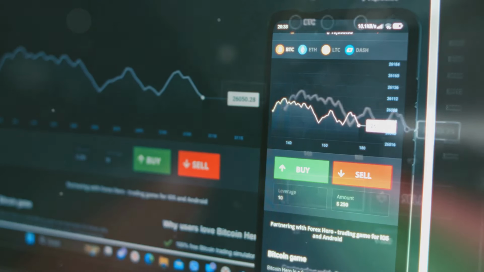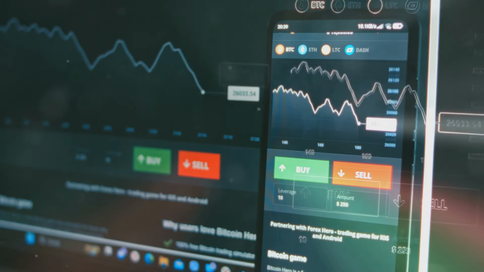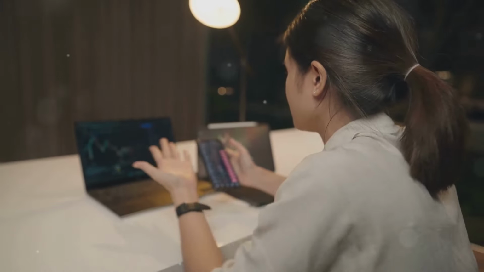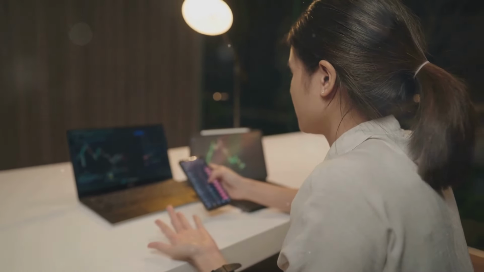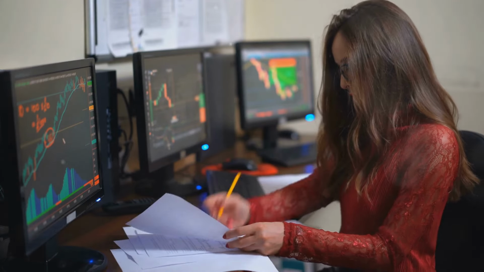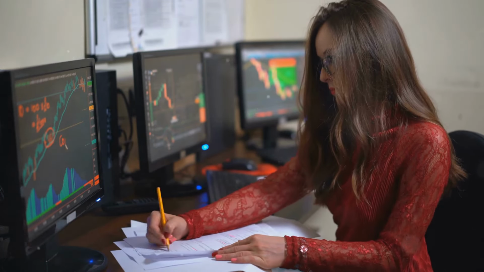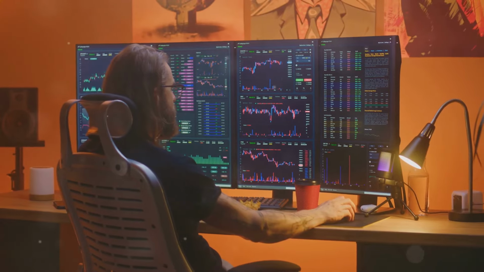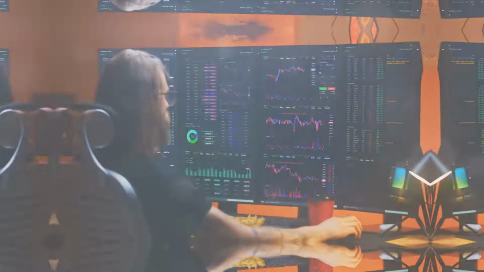While leverage amplifies potential gains, it also magnifies potential losses. A small market move against your position can lead to significant losses, even exceeding your initial investment. Leverage is a powerful tool, but it should be used with caution and a thorough understanding of the risks involved. It's crucial to choose a leverage level that aligns with your risk tolerance and trading strategy.